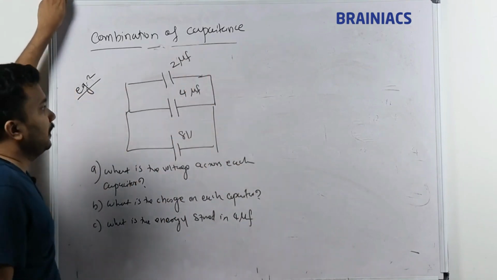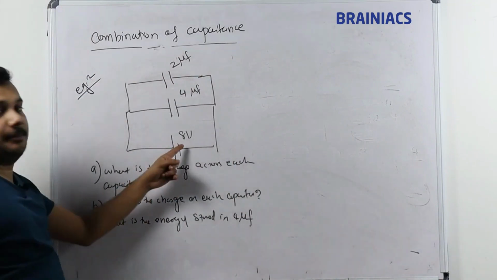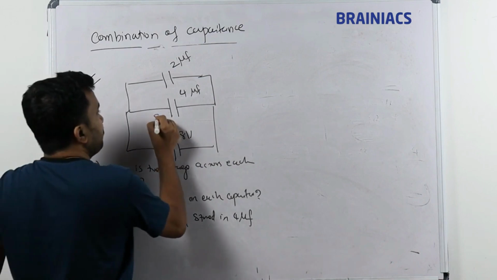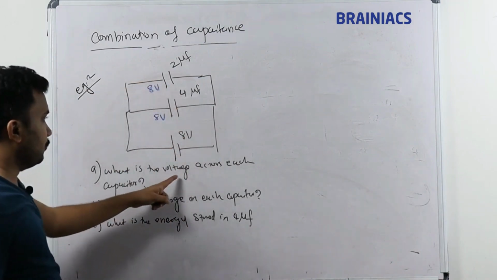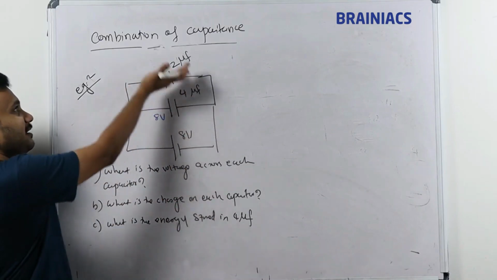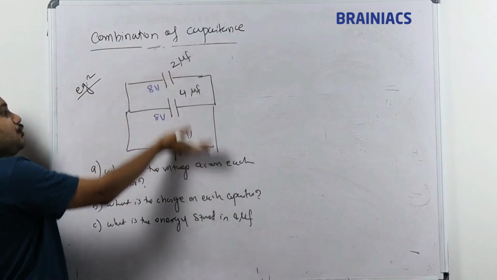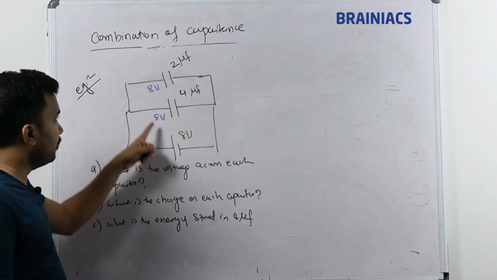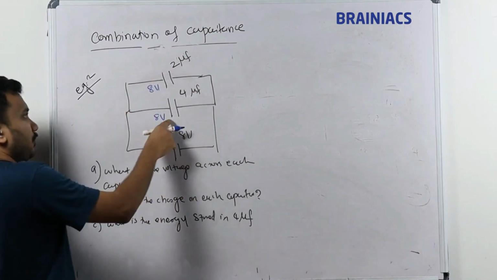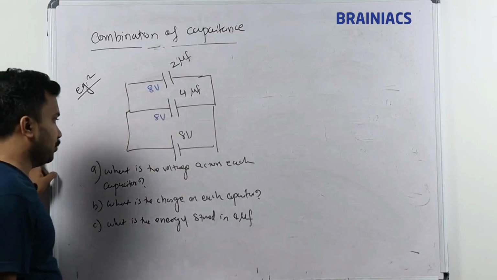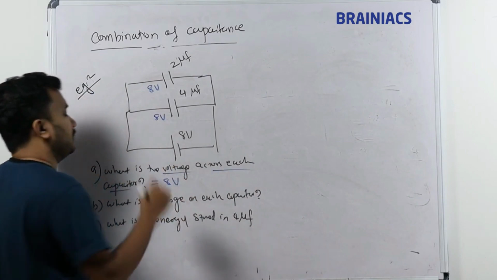So let's move. I know I have voltages available. I am giving 8 volt. So what will the voltage be here? 8 volt. And here? 8 volt. So what is the voltage across each capacitor? In a parallel connection, voltages are the same. I told you, this is a parallel connection. Throughout, the voltages are the same. 8 volt here, 8 volt here, so everywhere it is 8 volt only. So for the first question, the voltage across each capacitor is equal to 8 volt.